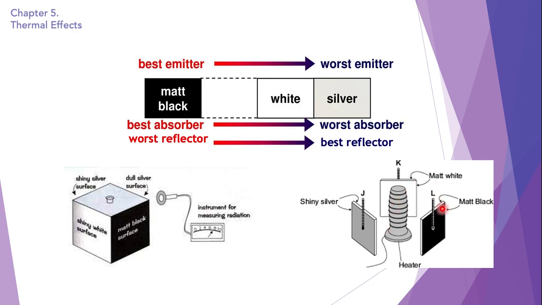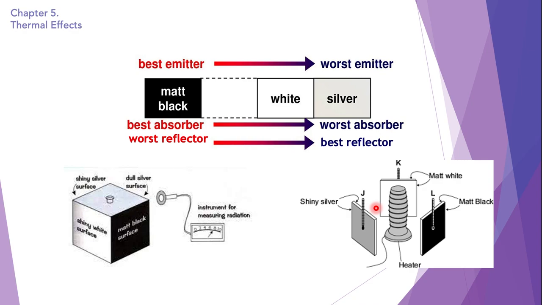So the metal plates, as you can see, these three, are placed at the same distance from a radiant heater. This is the radiant heater. So to find out which surface absorbs thermal energy most rapidly, the rises in temperature are compared. All of these plates have their thermometers attached to them. We have a shiny silver plate, a matte white plate, and a matte black plate. And there's a heater in between all of them. So they are placed at the same distances from each other.